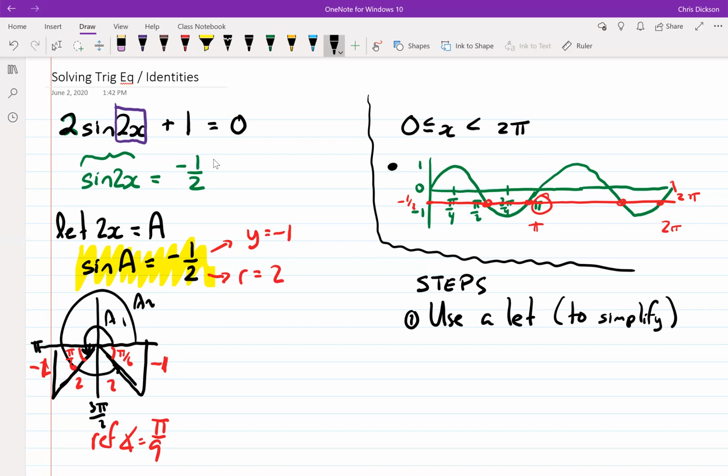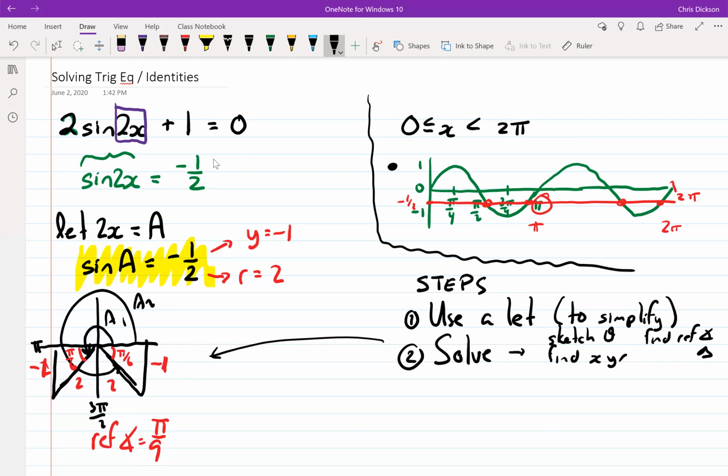It's just trying to find out where I am here, and then I'm going to solve using those rules we talked about before from all the other trig questions: sketch your angle, sketch theta, find x, y, and r, find your reference angle, and then your reference triangle. That's what I just did over there. So really I'm doing what we've done before for many questions in this chapter. And then the third thing I would do, which will be new now, is write a general solution.